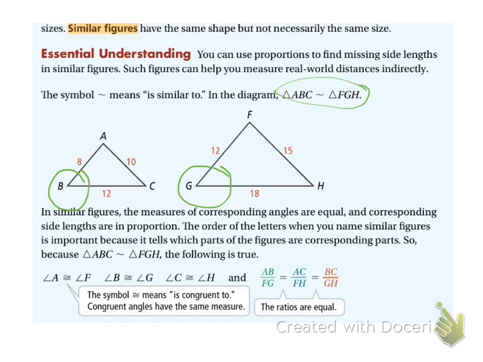And then the sides are proportional. So if I look at side AB, that matches up with side FG. I can either go based off my picture, or again, I can look up at my similarity written. A, B are the first two letters. F and G are the first two letters. So A, B, and F, G go together.